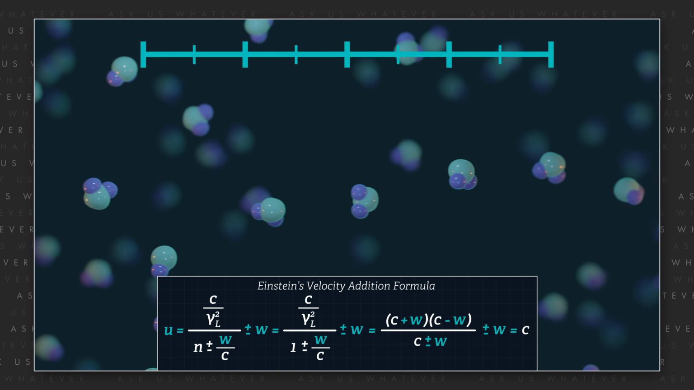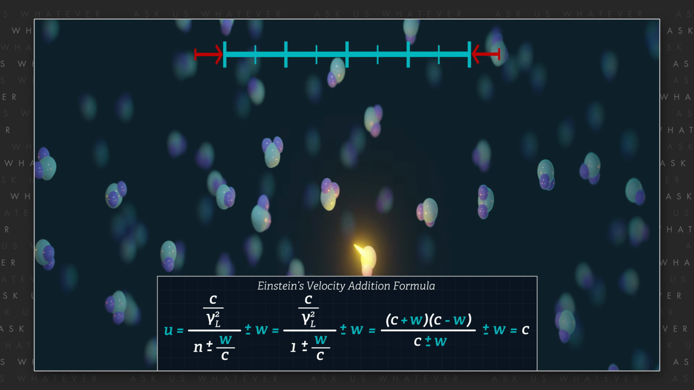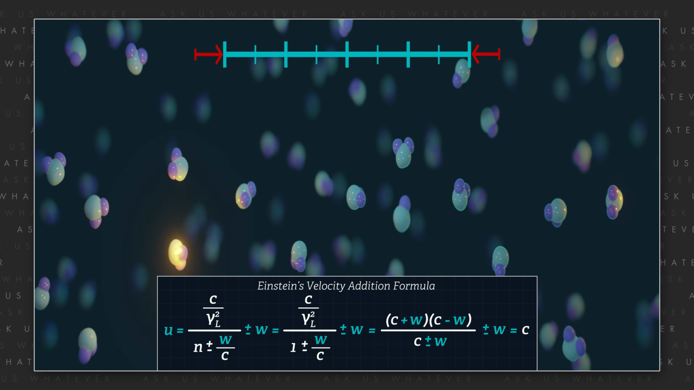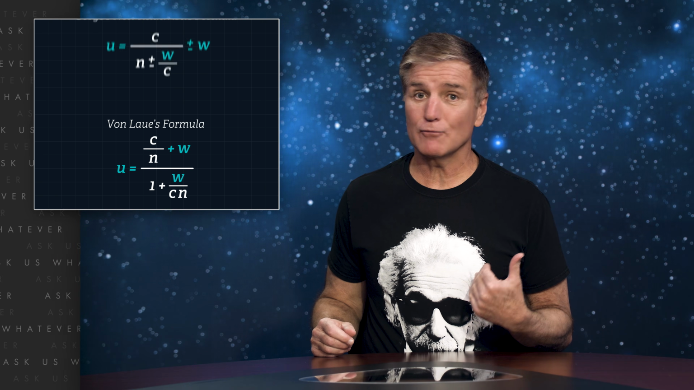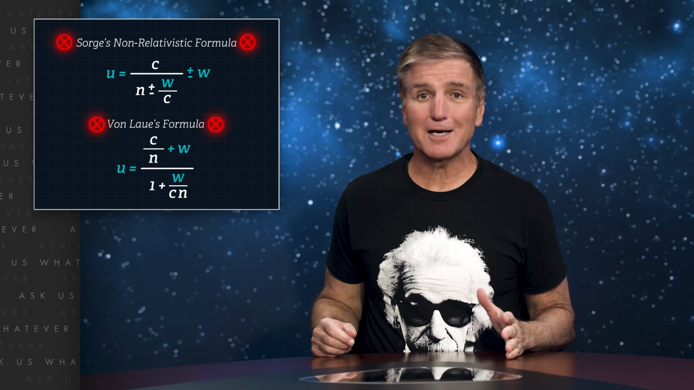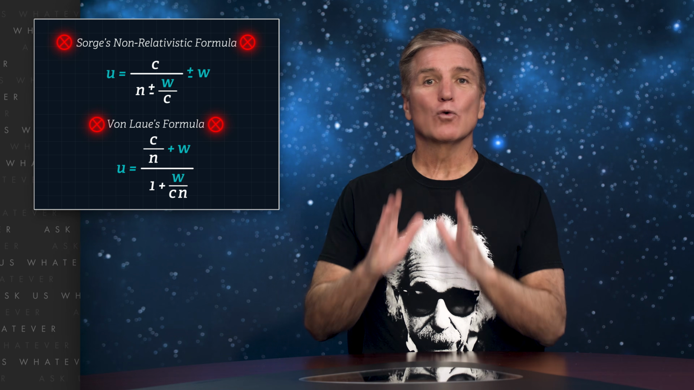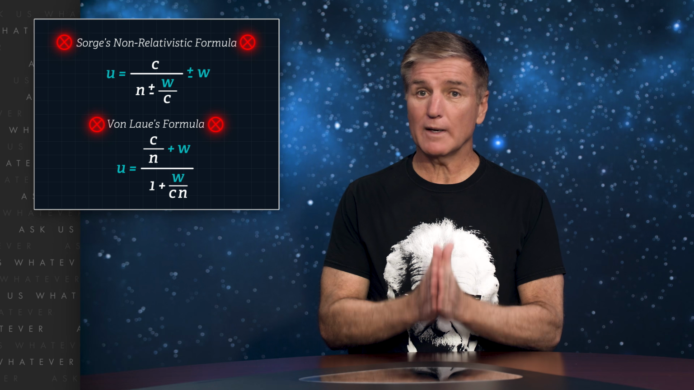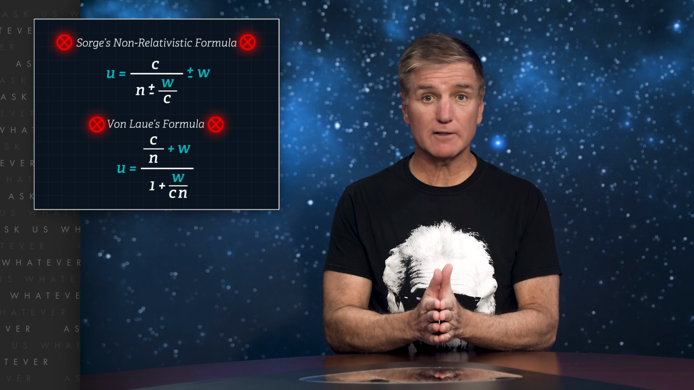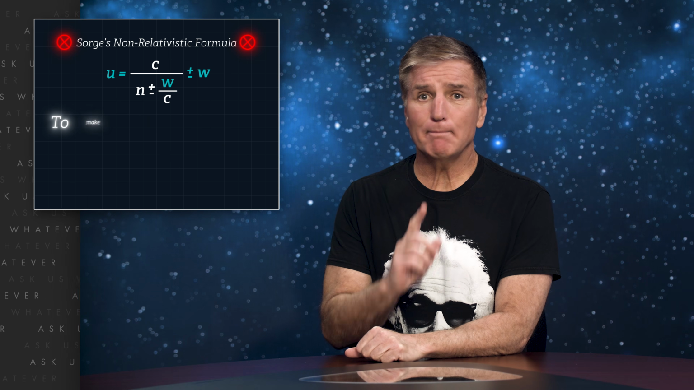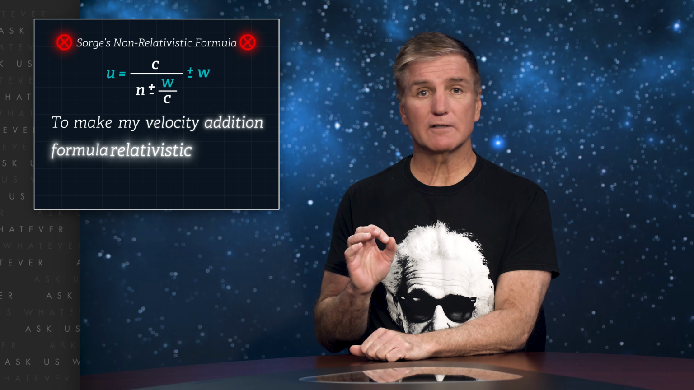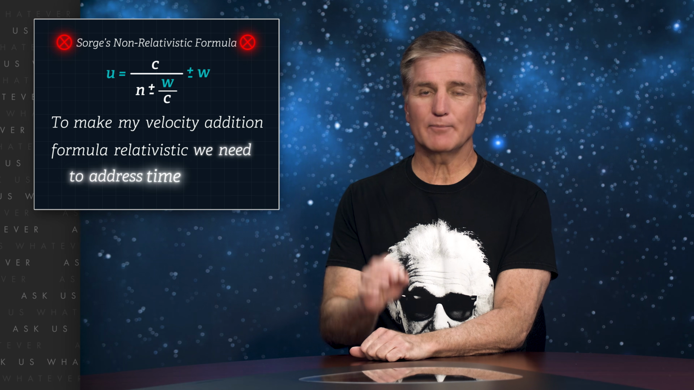And as you know, I think the concept of length contraction is absurd and unworkable, and therefore special relativity is also deeply flawed. Which is why I'm now going to claim that both von Laue's formula and my non-relativistic formula are incorrect. Neither is perfect. We need to modify them using one more concept that comes from my alternative model of relativity to reach a better formula. And in order to make my velocity addition formula relativistic, we need to address time dilation.